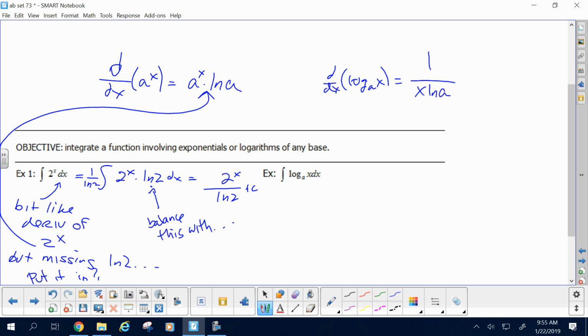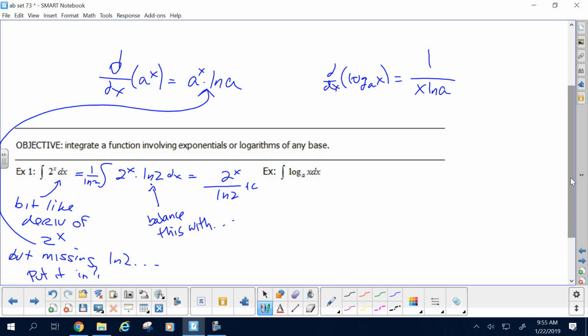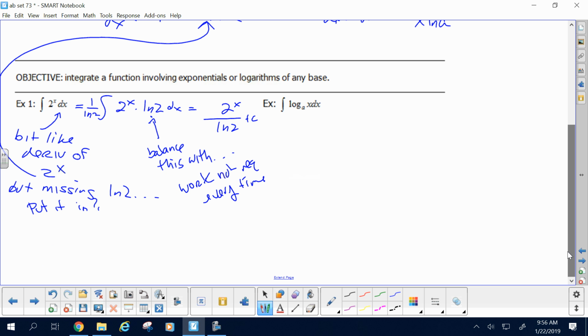It's actually pretty doggone logical. When you took the derivative of a to the x, it was a to the x times log of a. When you take the antiderivative of a to the x, it's a to the x divided by log of a. You can see 2 to the x over log 2. Are you with me? Now, you're not going to actually show this thought process every time. That work is not required every time. That's the thought process on the rule, though.